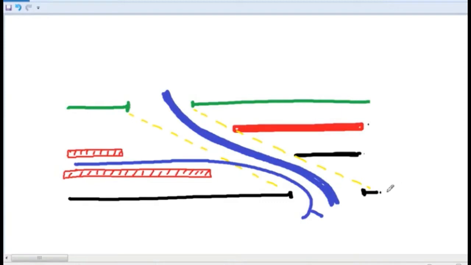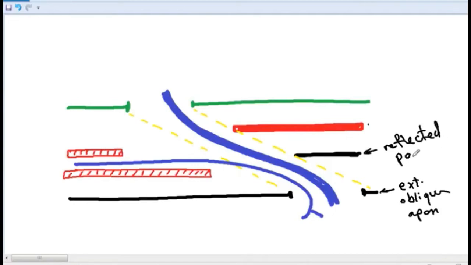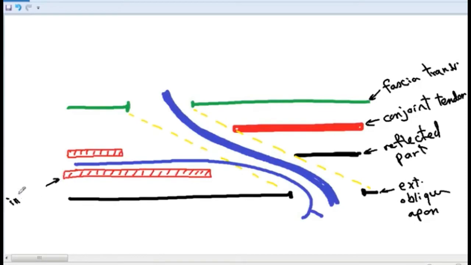So this is the external oblique muscle, external oblique aponeurosis, reflected part of the inguinal ligament, conjoint tendon, fascia transversalis. What about this? Internal oblique, transversus abdominis, and this is the deep inguinal ring here, and this is the superficial inguinal ring. Where is the inguinal canal?